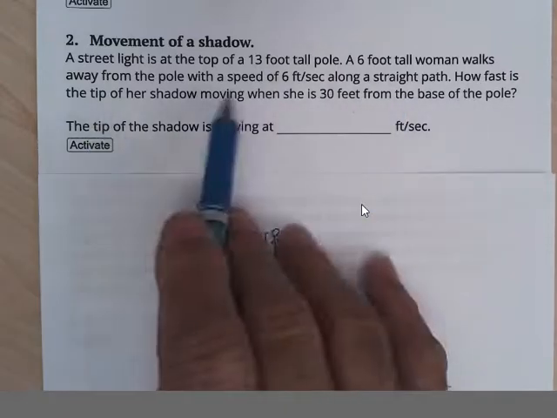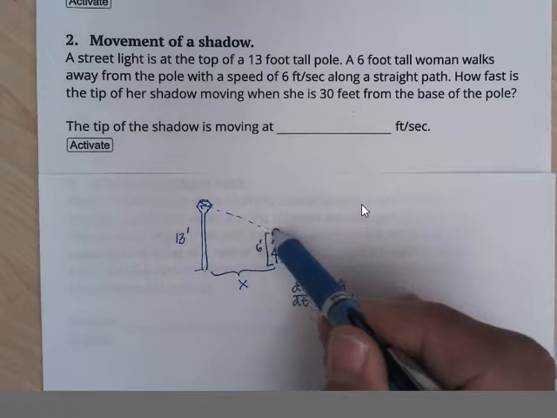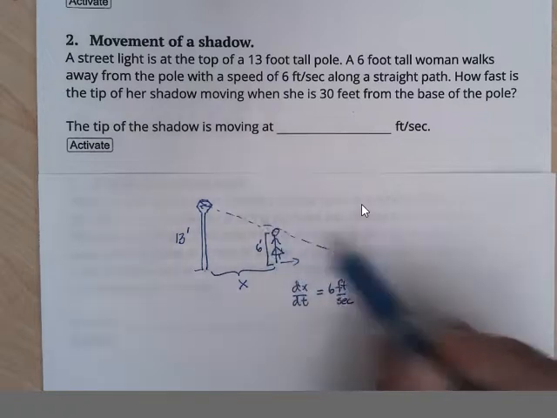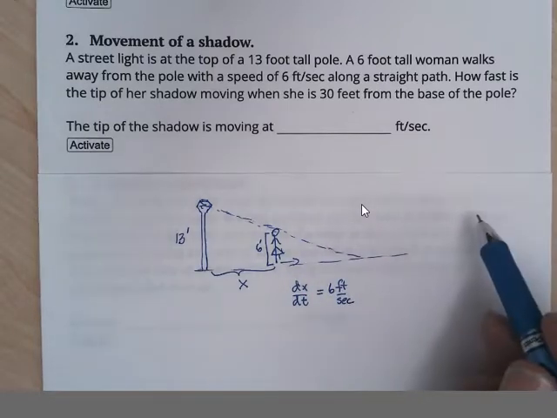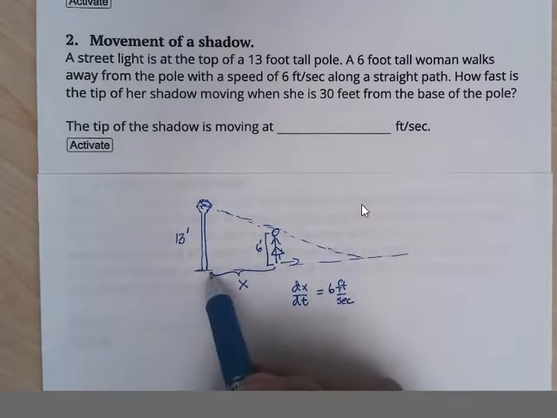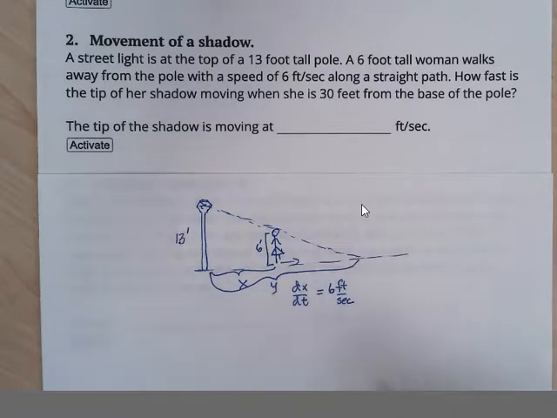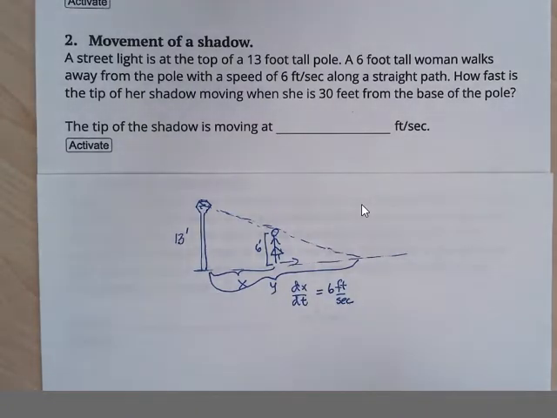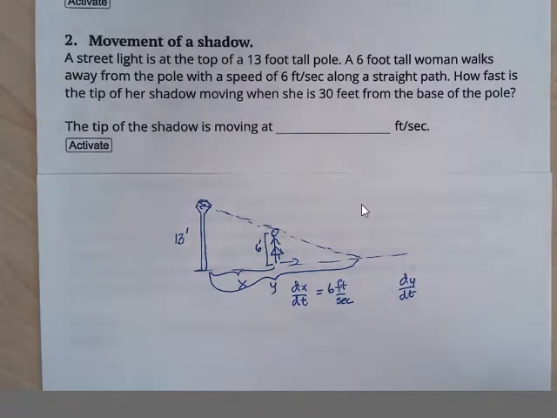How fast is the tip of her shadow moving? So the shadow is going to be caused by her body, which is going to be a straight line out here onto the presumably straight ground. And so the shadow would be maybe y. And what we're trying to find then is dy/dt. That makes sense?